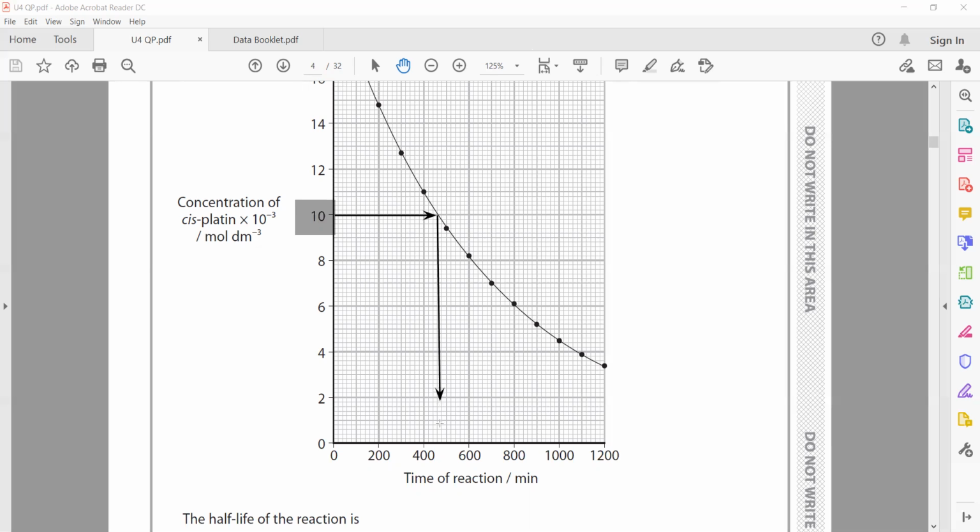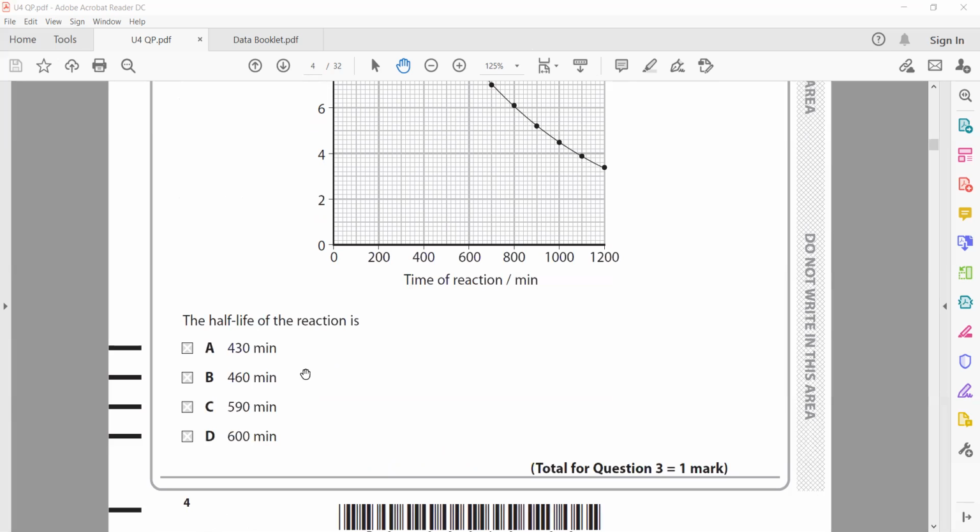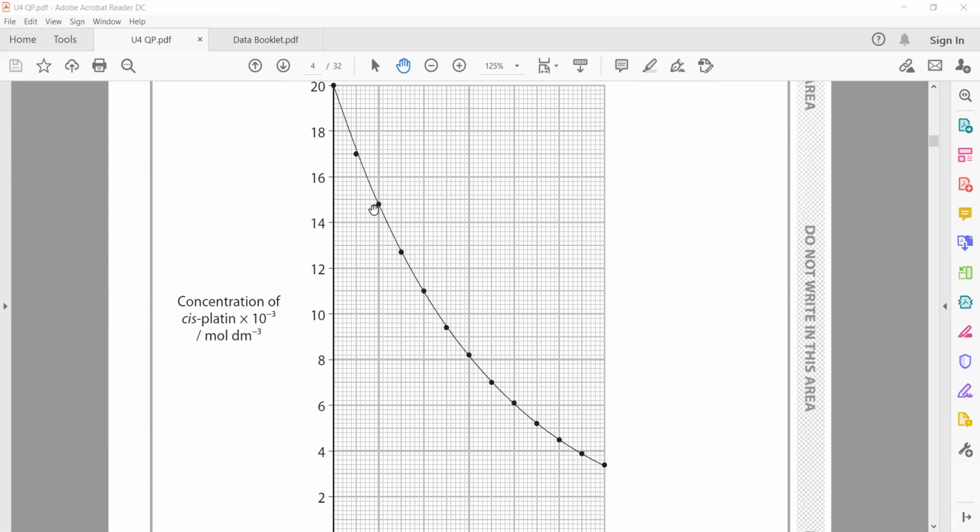it is 3 boxes. If each box is representing 20, then 3 boxes will be 60, so this will be 460 minutes. So the half-life of this reaction will be 460 minutes. And it's a first order reaction. So for a first order reaction, you can take any value. It's not necessary that I should take 20.